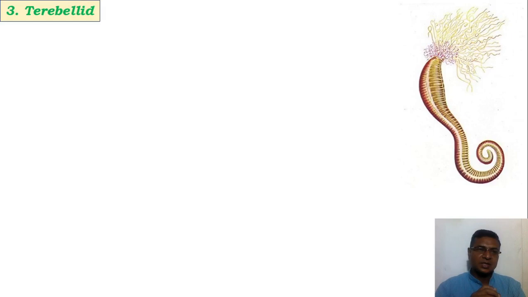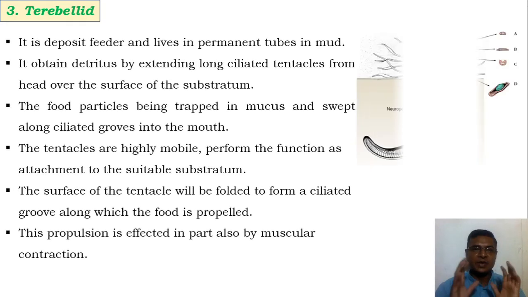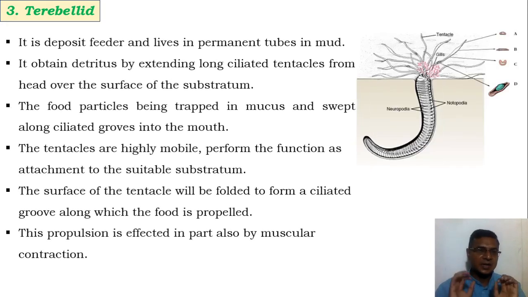After that, third is the terebellid. This image is of the terebellid, where numerous tentacles are present at the terminal end. The terebellid is a deposit feeder which lives in permanent tubes located in the mud. Here, it obtains the detritus material from the mud by extending long ciliated tentacles from the head over the surface of the substratum. The number of elongated tentacles are located at the terminal region of the head, and the tentacles easily trap it.